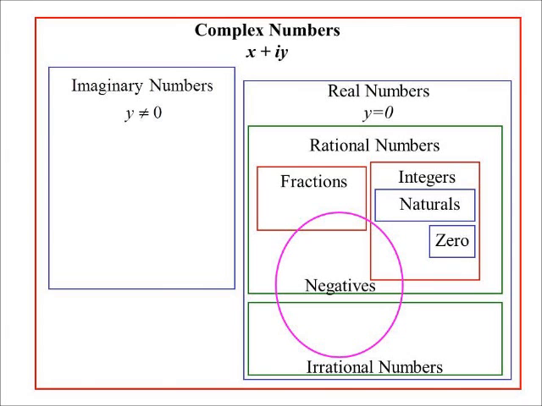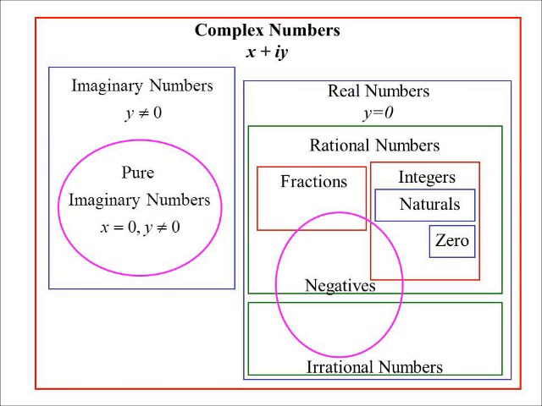You don't have negative 0. You don't have negative natural numbers. But you can have negative irrational numbers and so on. What's a natural number? Counting numbers. So 1, 2, 3, 4, 5. Now, over in our imaginary numbers, not quite as broken down.